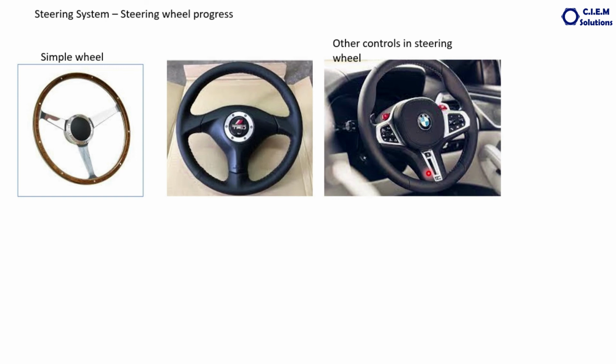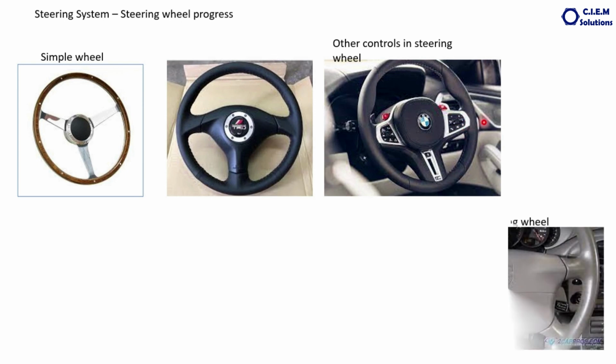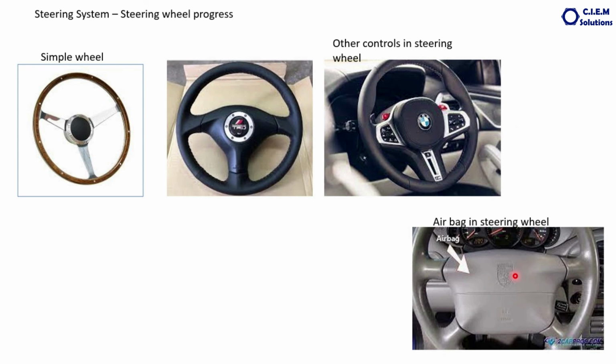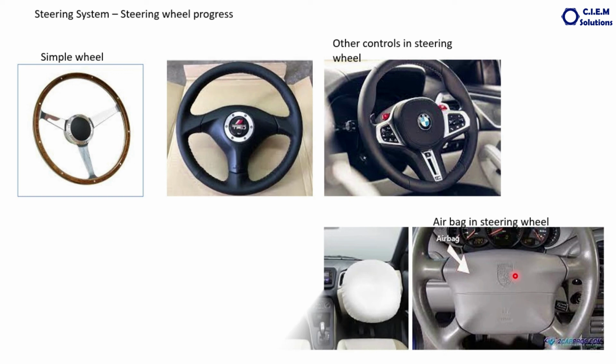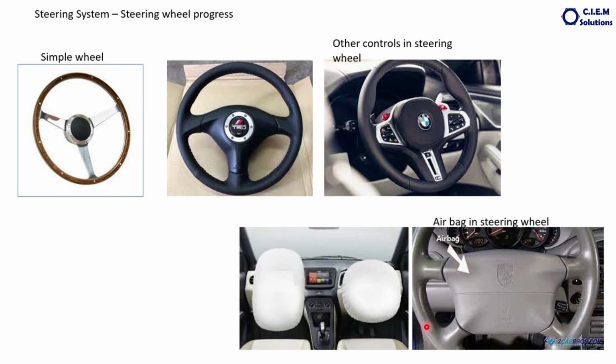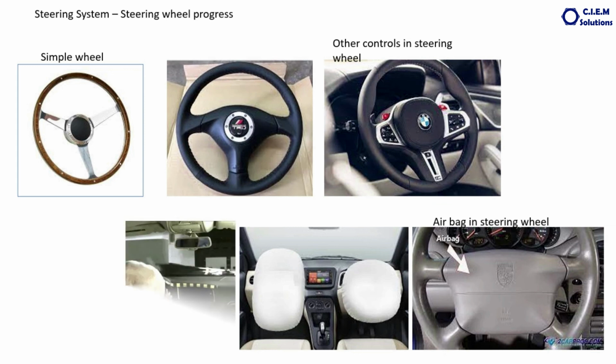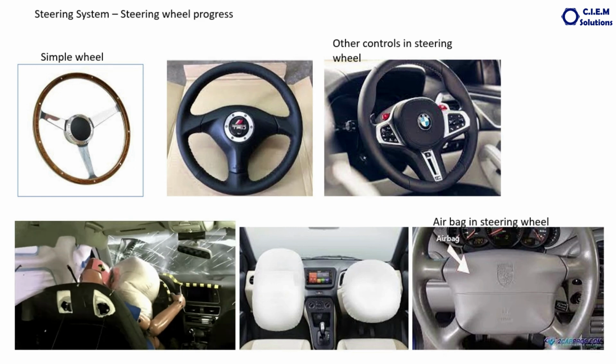Lots of other functions are built in here. So many switches for your mobile operation, radio operation, music system operation, lights operation, indications. So many things are provided here. Over and above this, one more important thing, the airbags are also installed inside the steering wheel. This is the safety element for the driver. When the vehicle collides, airbags open automatically, protecting the driver from the accident. This is how an airbag opens.